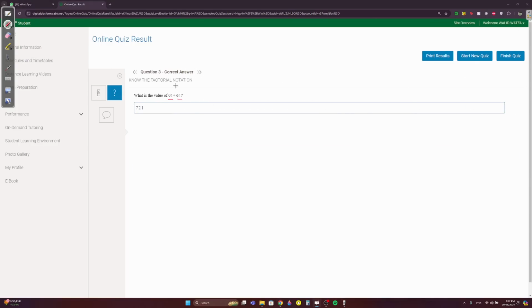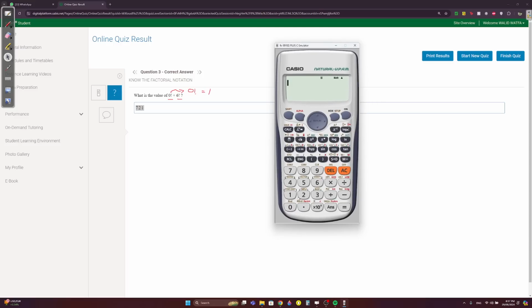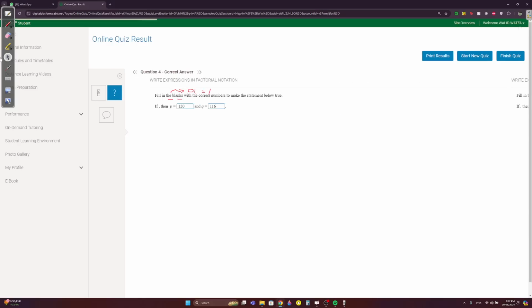0 factorial plus 6 factorial. It's important to know that 0 factorial equals 1. And 6 factorial, you can do it on a calculator. To find a factorial, press shift and press this x here. 0 factorial plus 6 factorial, and you get 721. I'm not going to ask you to solve 6 factorial on paper, but it's 720.